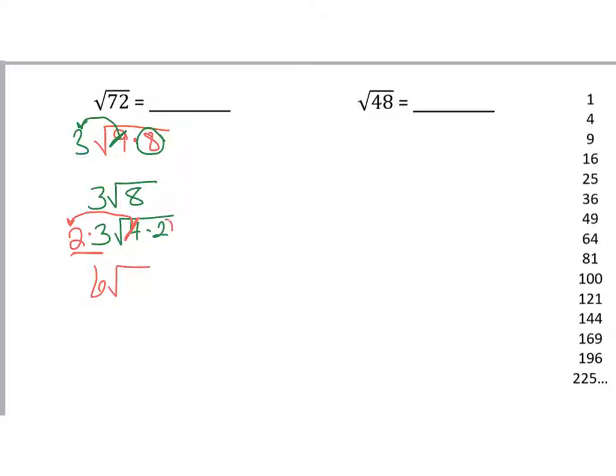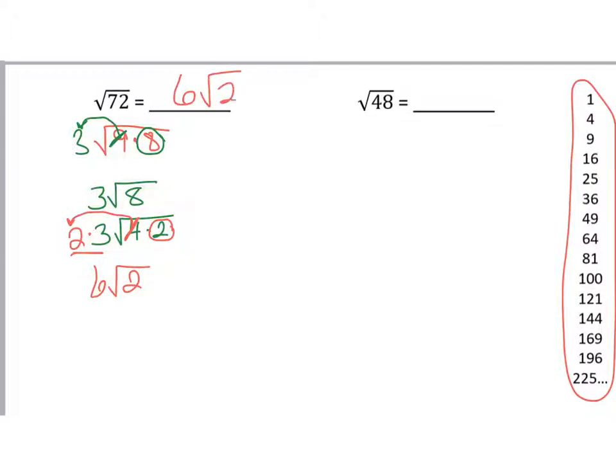And left on the inside, what do I have? 2. So then look at the 2. Can the 2 be divided by anything in this list? 1. When you get to 1, you're done. So my answer is 6 square roots of 2. We should do that every time. You do have to do that every time.